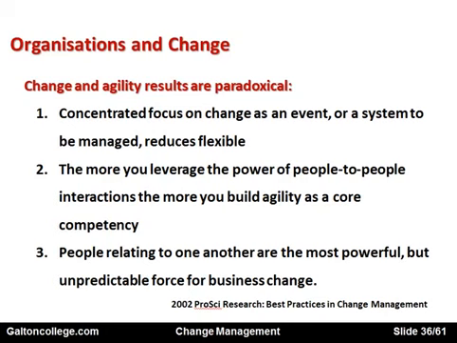People relating to one another are the most powerful, but unpredictable, force for business change. That's the problem with people-to-people interactions. It's a very powerful force because it's a way of getting agility and getting movement and getting agreement between them. But the problem is that it's also somewhat unpredictable. The consequences need to be carefully thought out.